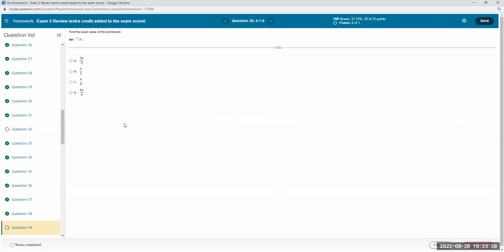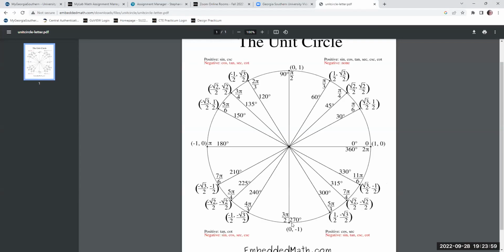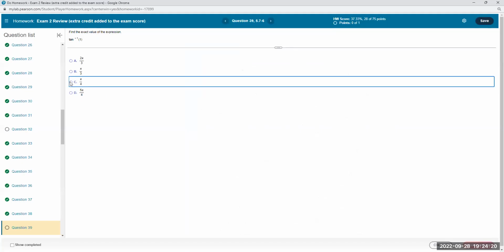Also, the range for tangent inverse, I should say, is the same as sine inverse, negative pi over 2 to pi over 2. So going back to the unit circle, down here is negative pi over 2, which is coterminal with 3 pi over 2. We are looking for x and y coordinates that are equal. Right here, x and y are equal, and that is at the angle pi over 4. So C is the correct choice.